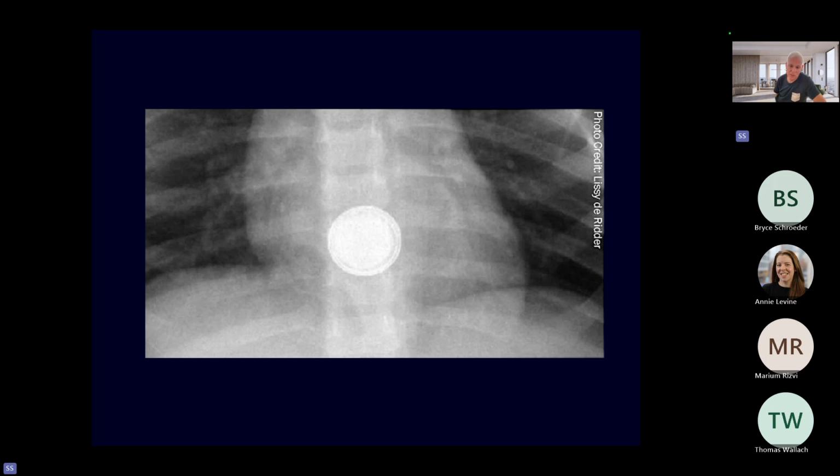Absolutely. And this is a button battery that's in the mid to lower esophagus, which is sort of an unusual place for these foreign bodies to hide. But there it is. All right. So here's your critical investigational skills first. When you see this rim here, the step off, that's the clue that this is a battery, not a coin.